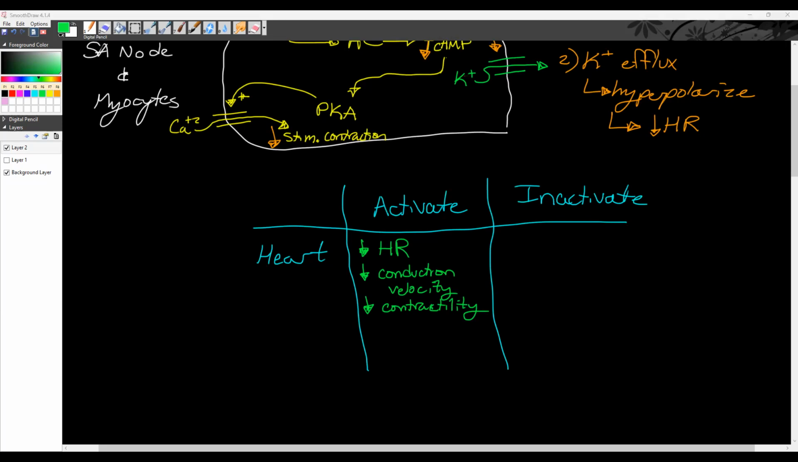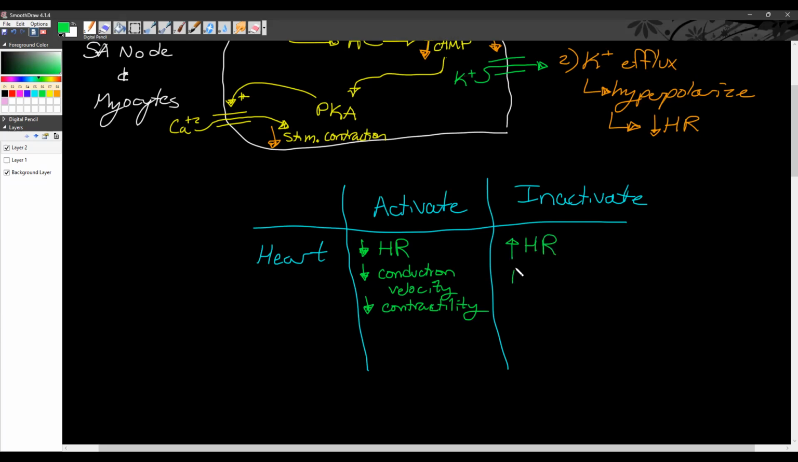Exactly. Yep. If you inactivate, you have the opposite effects. Increased heart rate, increased conduction velocity, and increased contractility. Once again, rest and digest, less rest and digest.